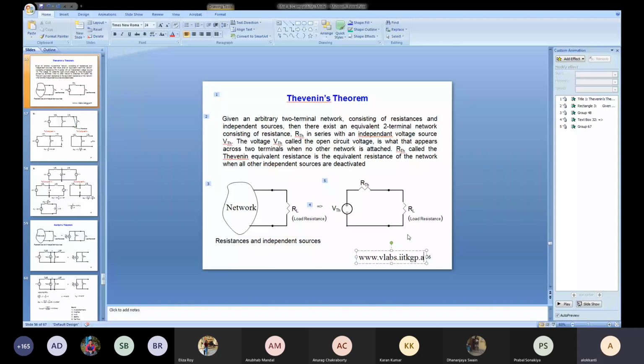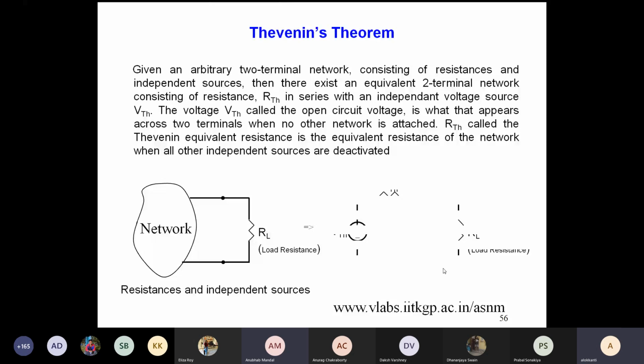Can you see what is written there? Yes, sir. That is the virtual lab. Have you seen this? The Virtual Labs website I have given at the bottom. Yes, sir. Do we have to log in with our institute email?